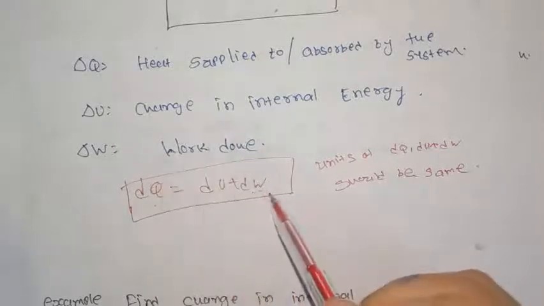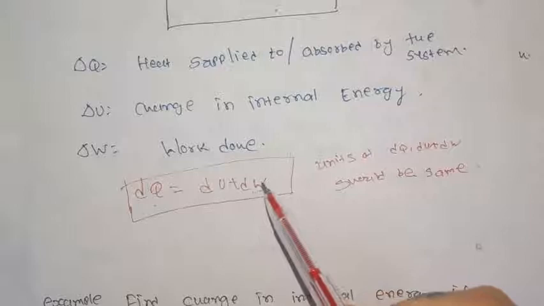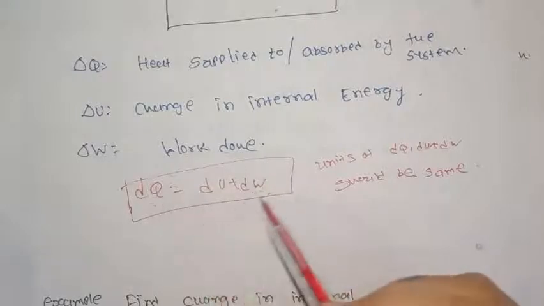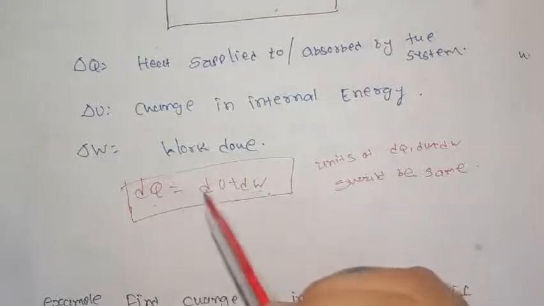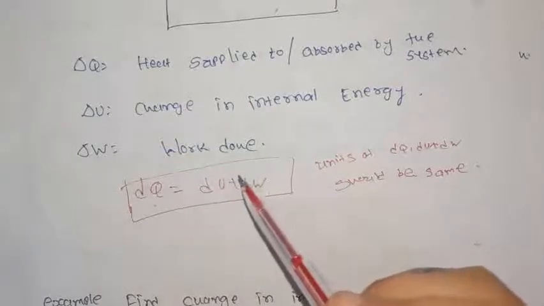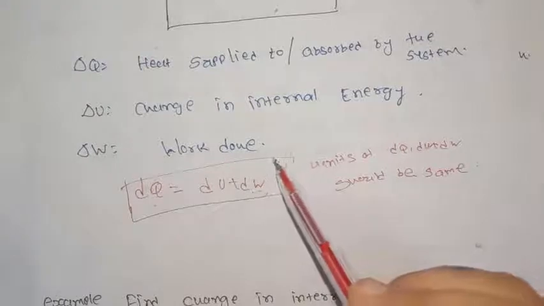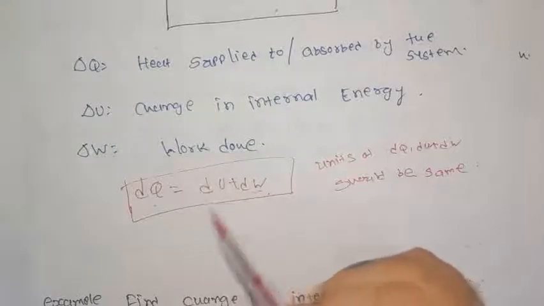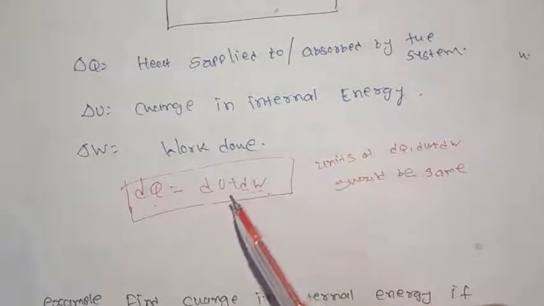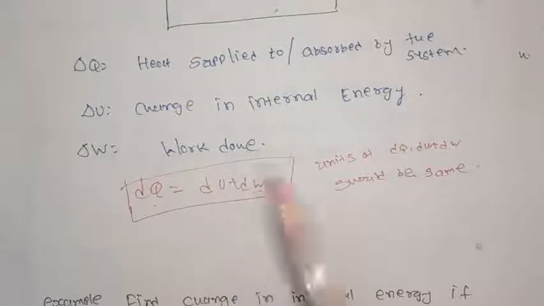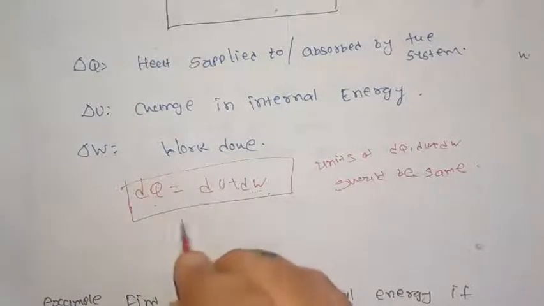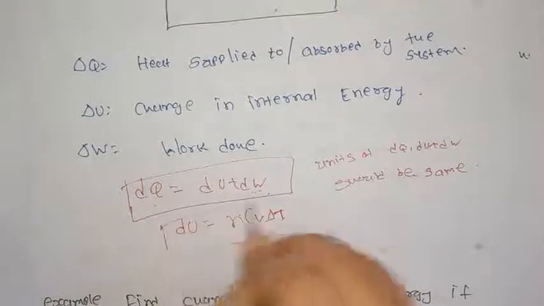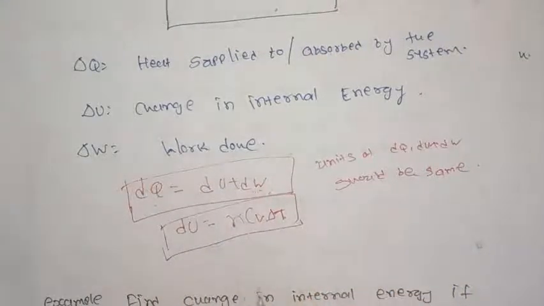The dQ and dW depend not only on the initial and final states but also on the path or the process. So they are the process dependent variables. But the change in internal energy depends only on the initial and final states of the system. So dU is a state variable. For all processes, dU is taken as nCv delta T. How? We will see it further.